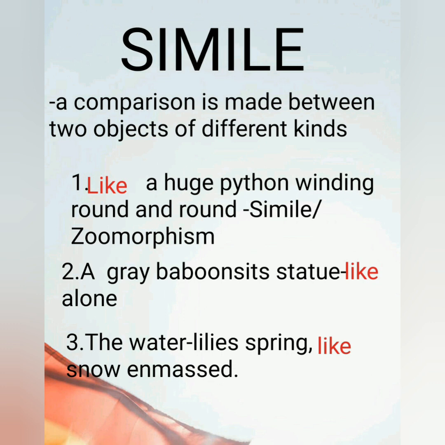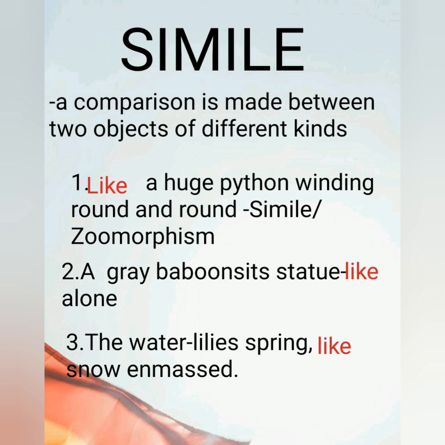Alright? Here, like a huge python winding round and round. Here, a creeper is compared to a huge python winding round the tree. That is, the python is an animal character. Next line is, the grey baboon sits statue-like. In the sentence, baboon is compared to a statue. The third sentence is, the water lilies spring like snow enmassed. Here, water lilies are compared to snow.